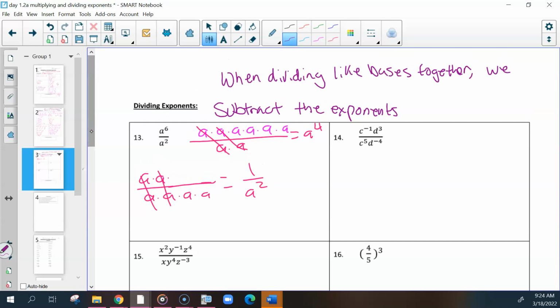So for 14, we'll worry about the negative exponents later, and I'll show you another way to do this, how we could deal with the negative exponents first, but we'll do that in a second. We have like bases, C's and D's. We are dividing, so we can subtract: C to the negative 1 minus 5, D to the 3 minus a negative 4.